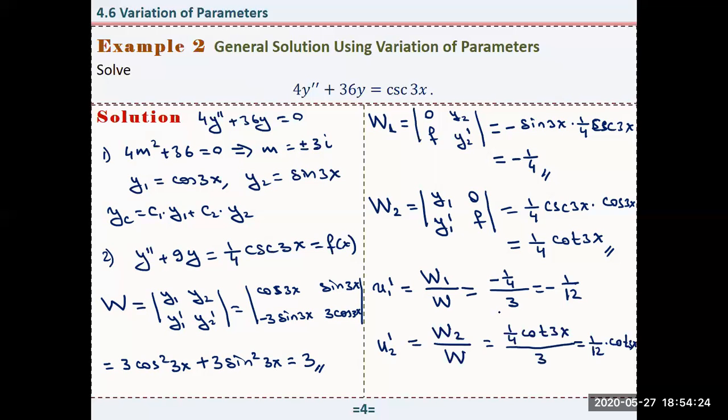Okay, so actually we have found u sub 1 prime, which is equal to minus 1 over 12, and u sub 2 prime, which is equal to 1 over 12 cotangent of 3x. Okay, so now from here we need to find u1 and u2.